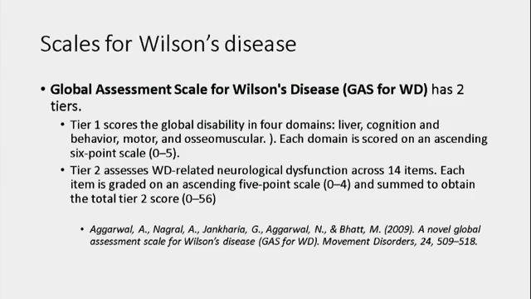And among the other stagings which are well described, what we are following currently is the one given by Anu Agarwal and Dr. Mohit Bhatt, the Global Assessment Scale for Wilson's disease, which is a 2-tier system. Tier 1 gives a global disability in 4 domains, in a simple disability format: liver, cognition and behavior, motor, and osteomuscular. But tier 2 has a very detailed neurological assessment, which consists of 56 points, and it covers most of the neurological manifestations, and it can be summed up.